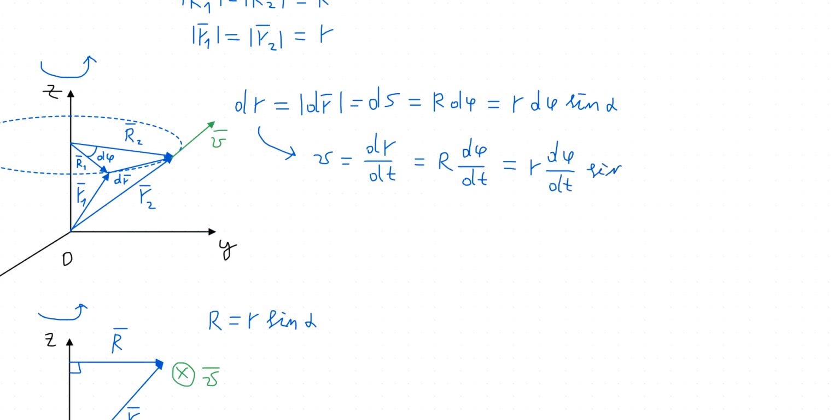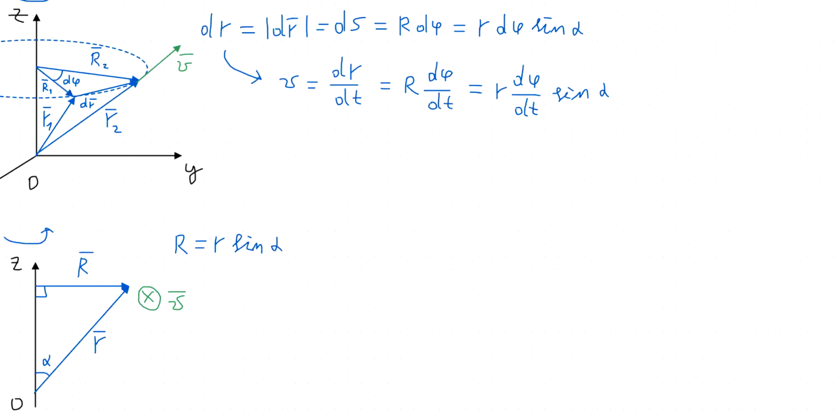And what does this derivative mean? It means the change of the angle of rotation in time, or the velocity of this change of the angle of rotation. And this value is known as angular velocity.